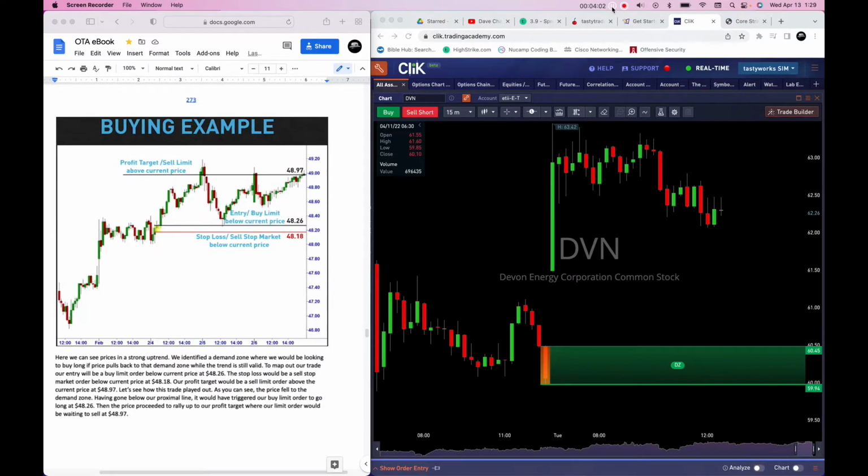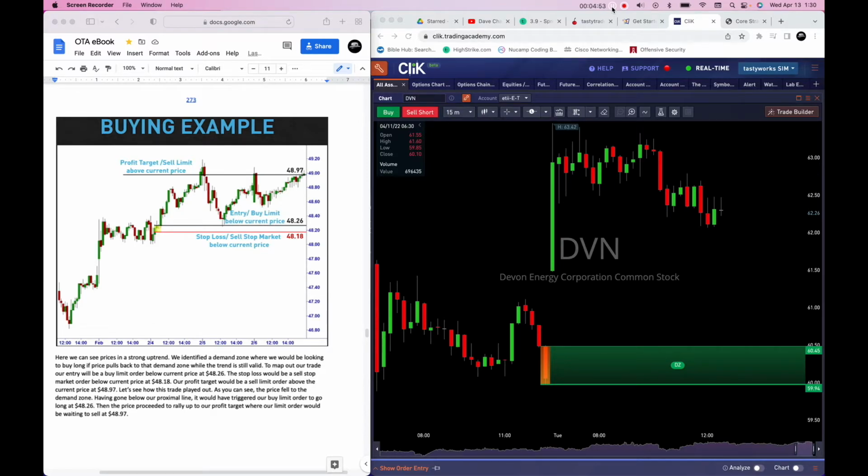Here we have a buying example. And here we can see prices in a strong uptrend. We identified a demand zone where we would be looking to buy long if price pulls back to that demand zone while the trend is still valid. To map out our trade, our entry will be a buy limit order below current price at $48.26, per the example.